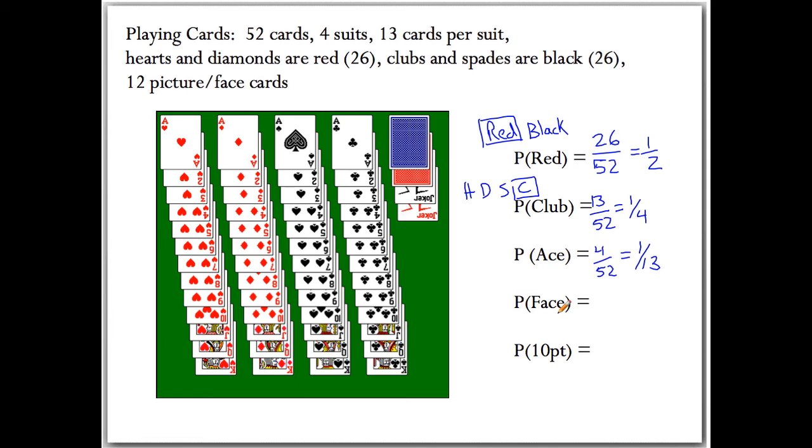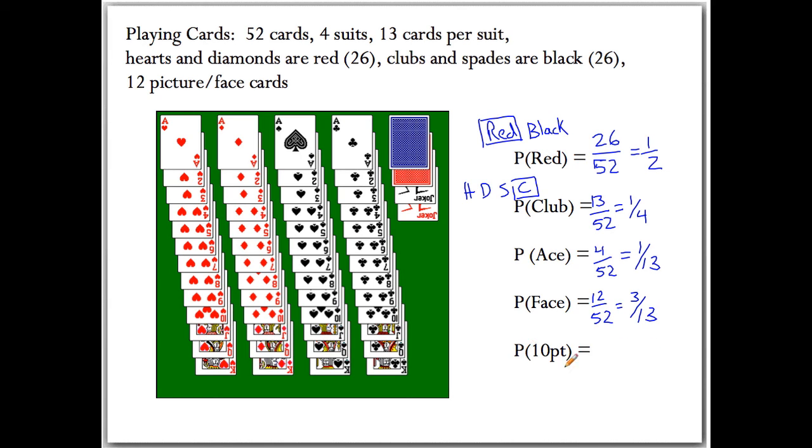What's the probability of choosing a face card? Okay, well again, face cards, there are 12 total face cards out of the 52. Or again, we can think that there are 3 face cards per suit out of the 13 cards in the suit, so it's 3 out of 13.